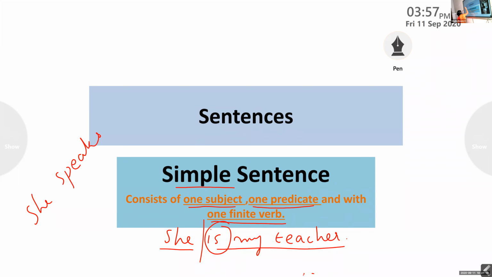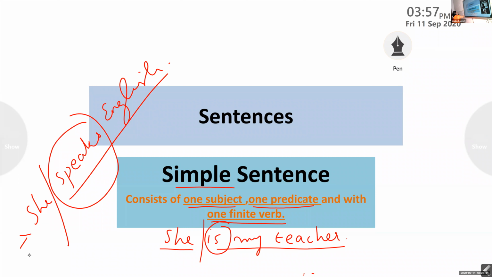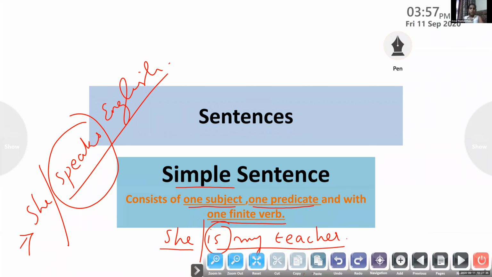Okay, "She speaks English." Here also the sentence is a declarative sentence or a statement sentence, where you can see a subject, a predicate and a finite verb. So this is an example of a simple sentence. Clear? Yes, ma'am.